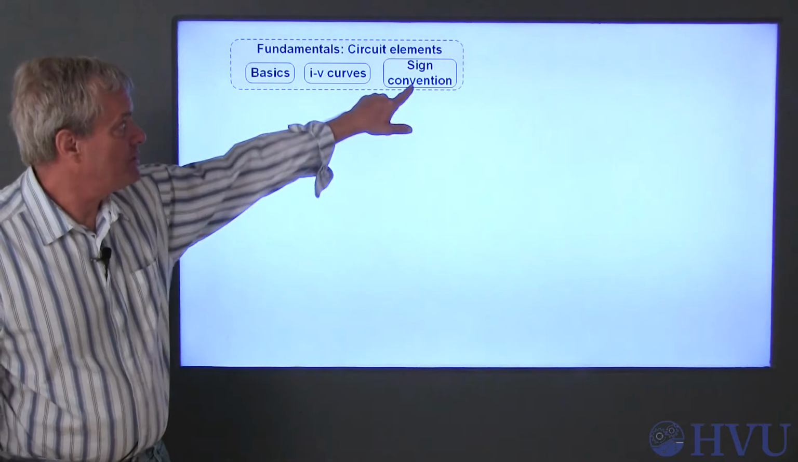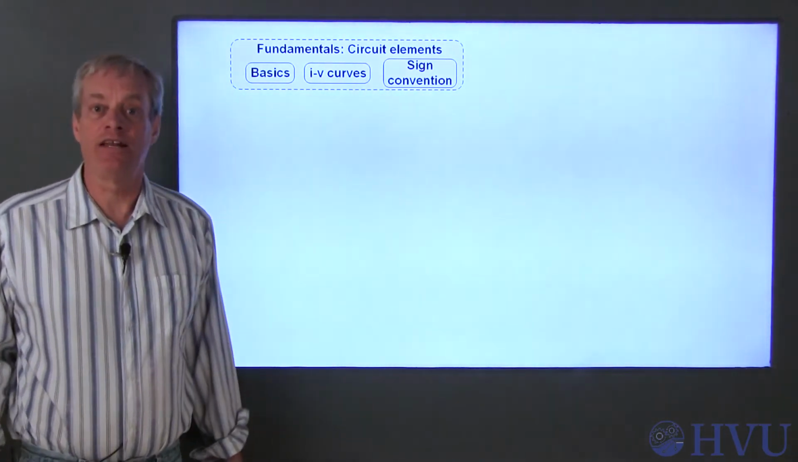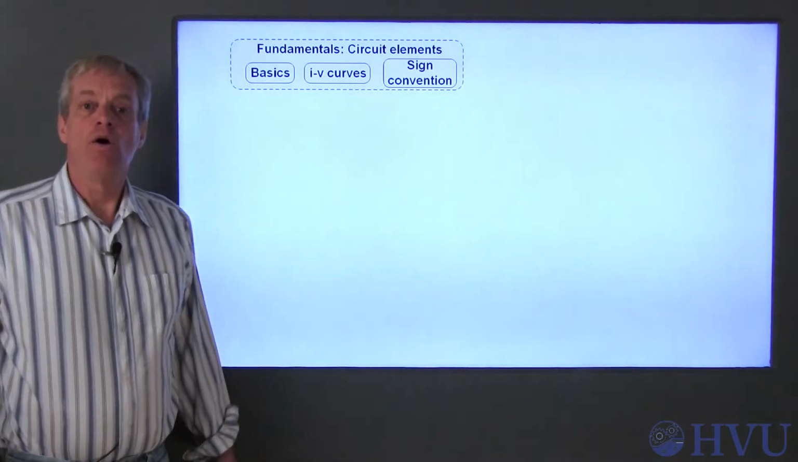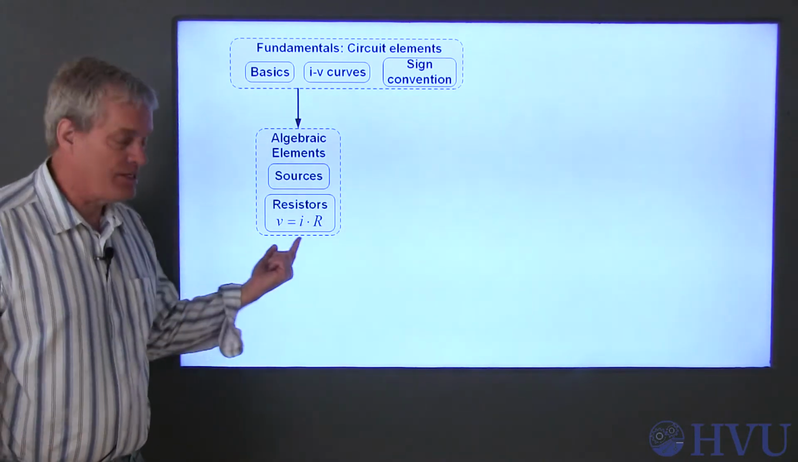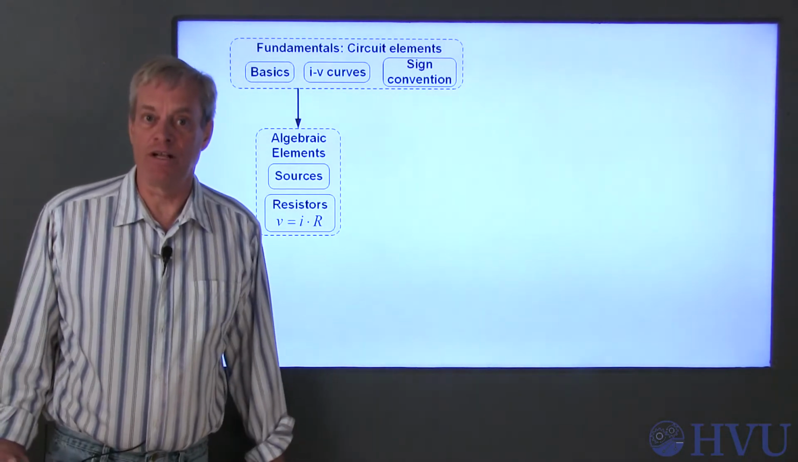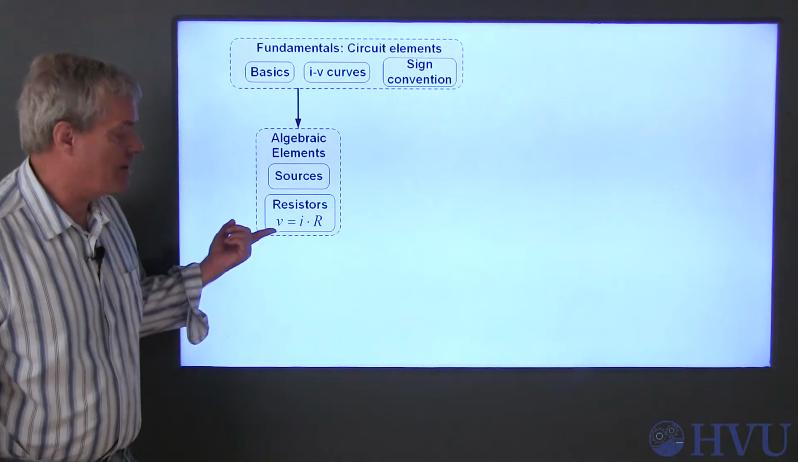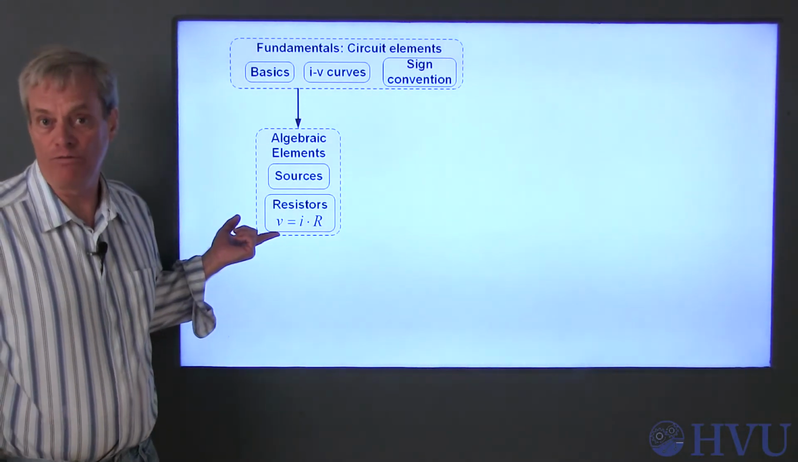The sign conventions associated with the IV relationships are absolutely essential in understanding circuit analysis, so they're worthy of a specific mention here. We'll also introduce the IV relationships for power sources and resistors early in the class. The IV relationships for all of these circuit elements are algebraic equations. For example, resistors are described by Ohm's law, which is one example of a circuit element IV curve.